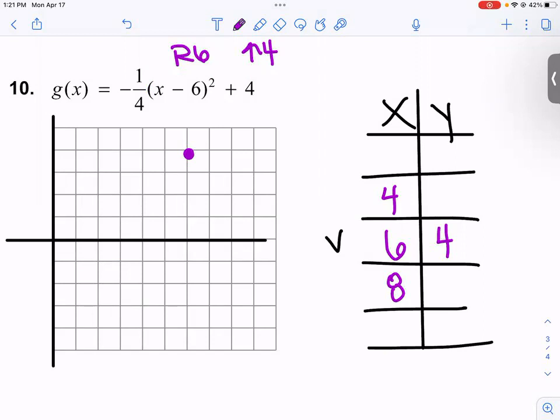Okay, so can you help me out? What is 8 minus 6? Okay, and 2 squared? What's negative 1/4 times 4? Okay, plus 4 would give me 3. Whoops, that was, well, guess what? 4 gets you the same thing.